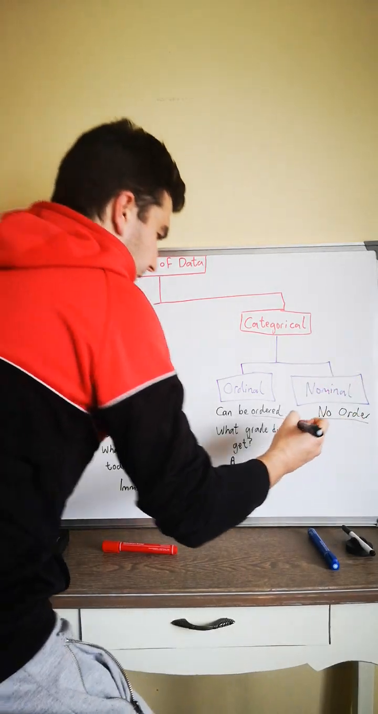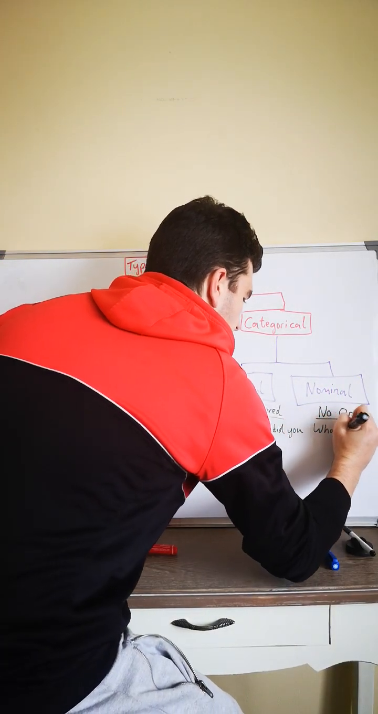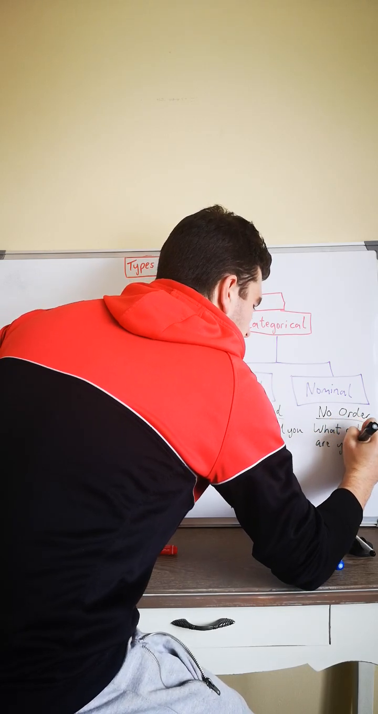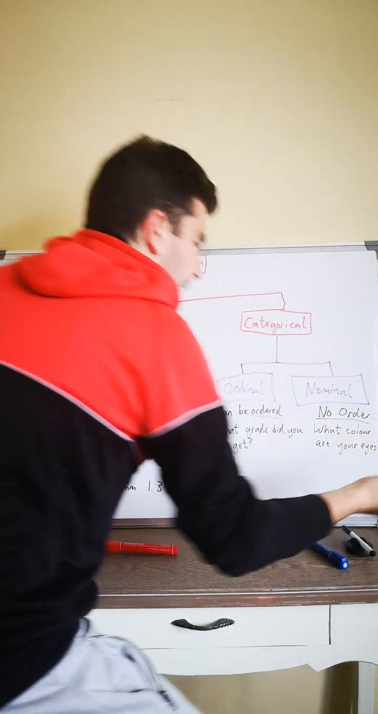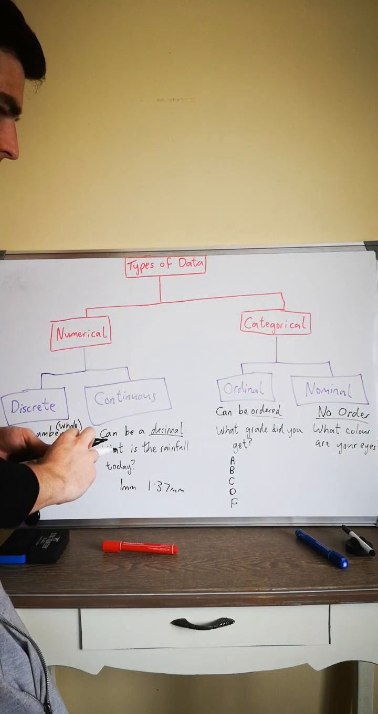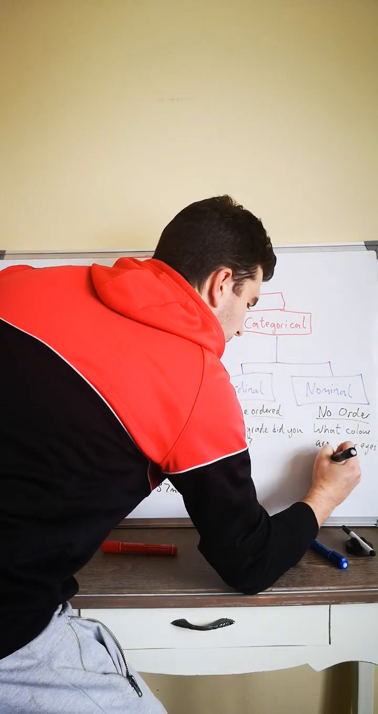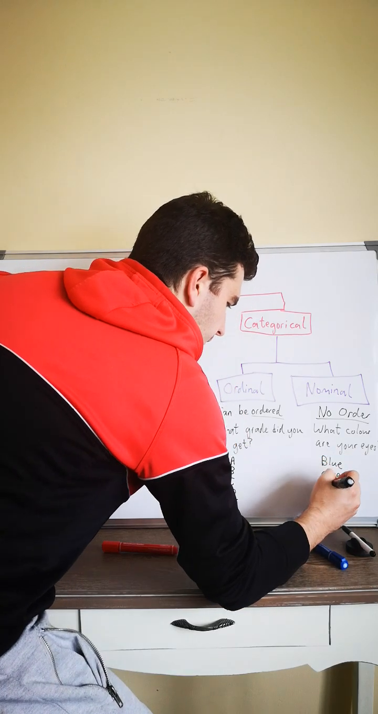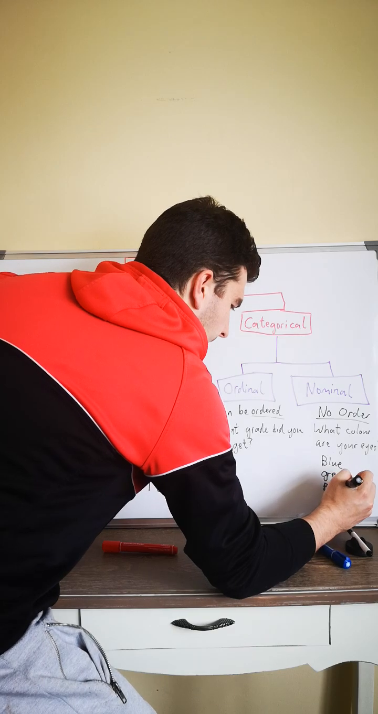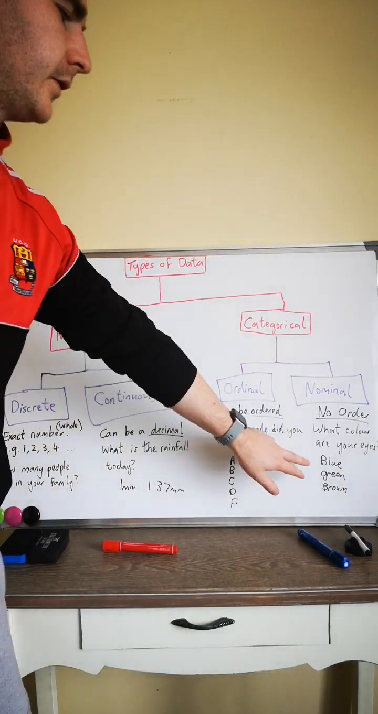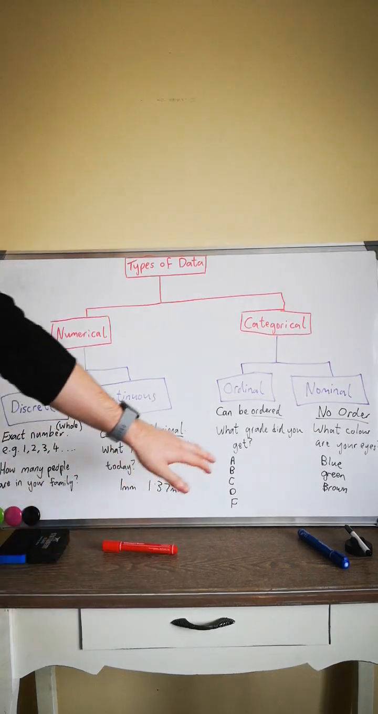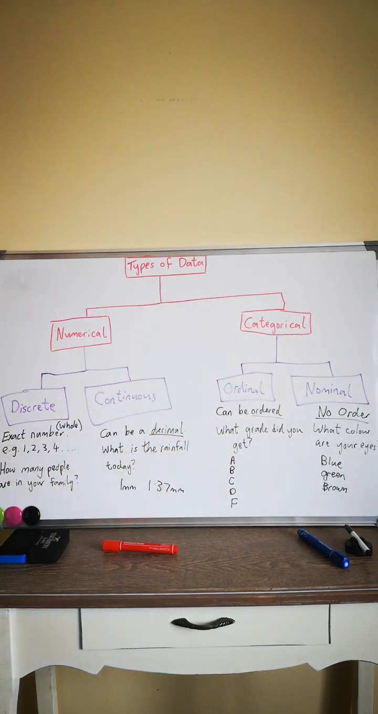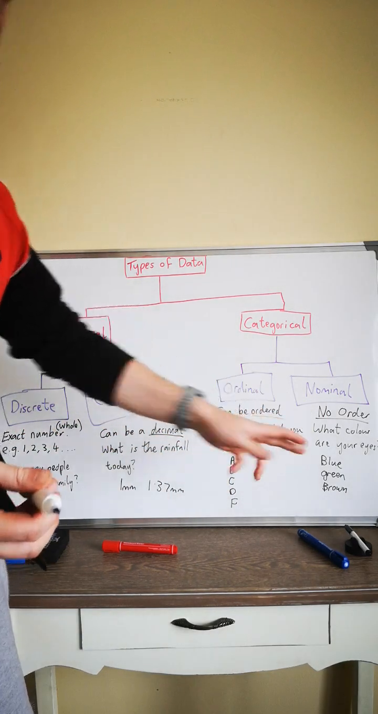So the question, I'll go back to the question. What colour are your eyes? Okay, so for example, they could be blue, green, brown. Okay, but you can't order those. Okay, you can have an opinion, but you can't say that green is better than blue or that brown is better than green. Okay, it can be your opinion that you prefer a colour, but you can't order them in a universal way.